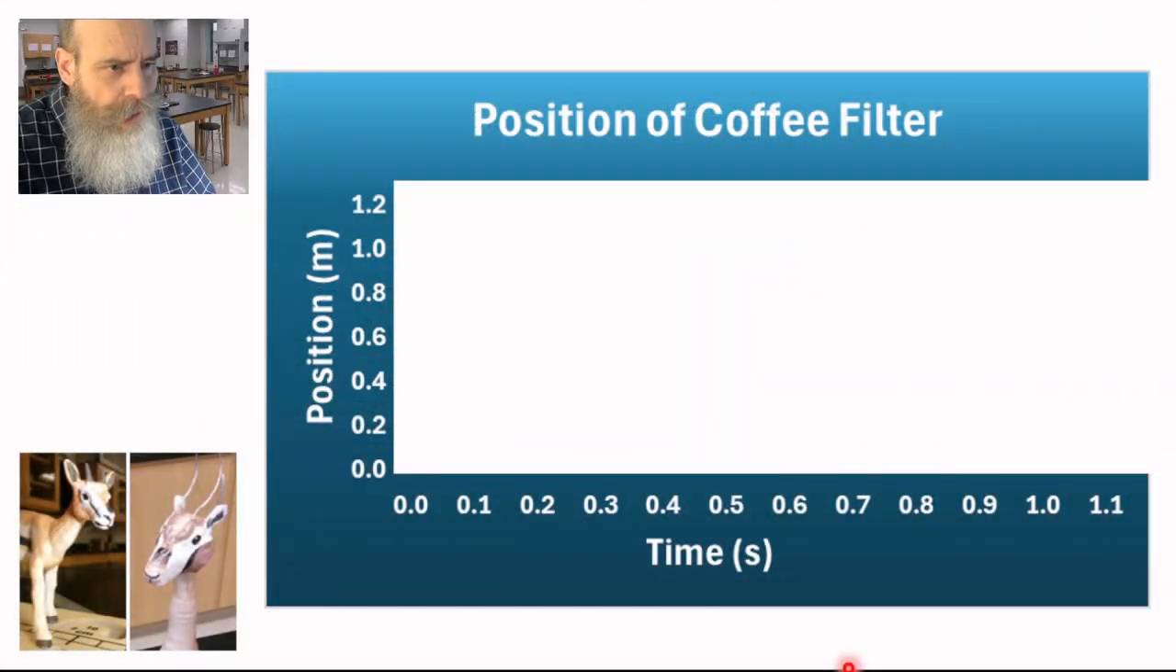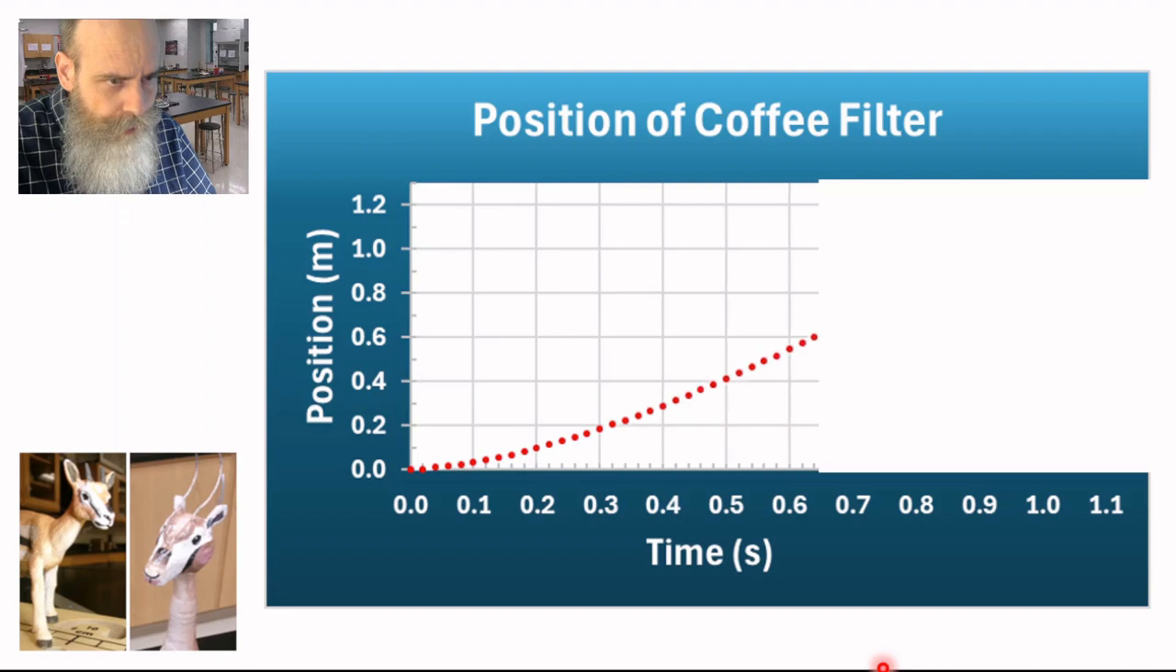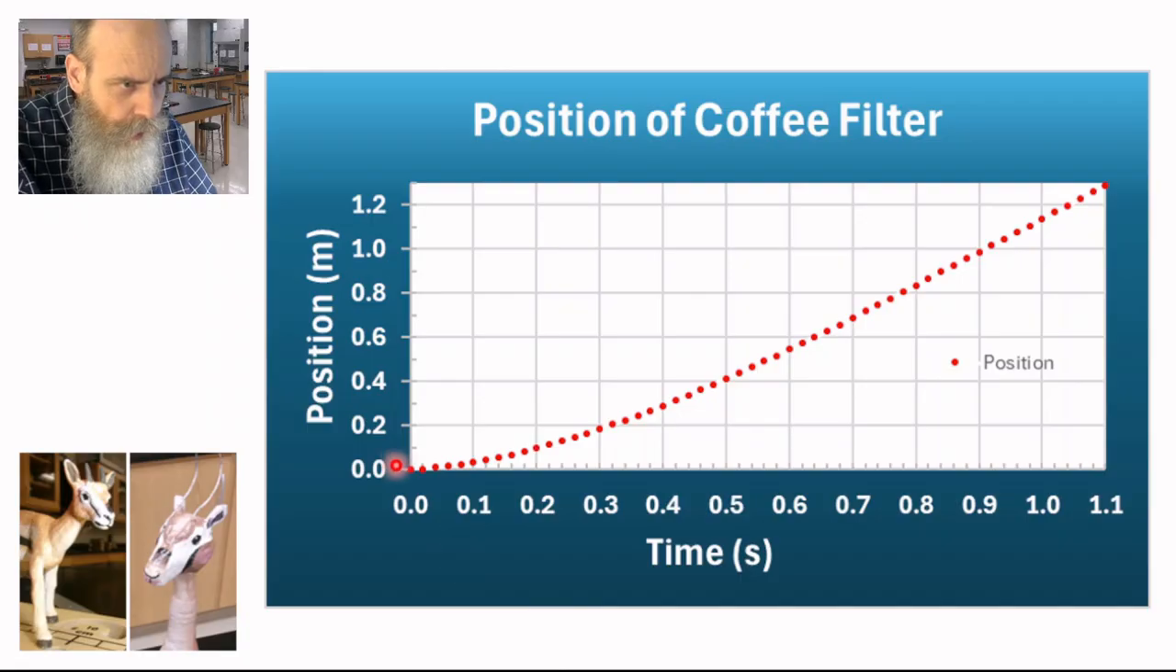Let's look at a graph of position versus time. Here I am plotting position on the vertical axis and time on the horizontal axis. Here's what we get. The position starts at 0 and it increases as time increases. The slope of the line begins at 0 and the slope increases, and eventually, after about 0.9 seconds, it reaches a constant value of slope.